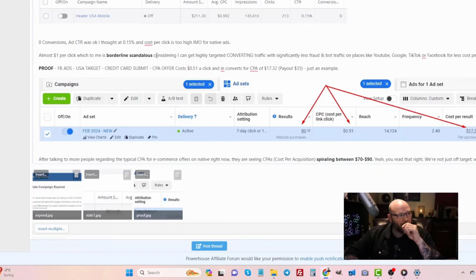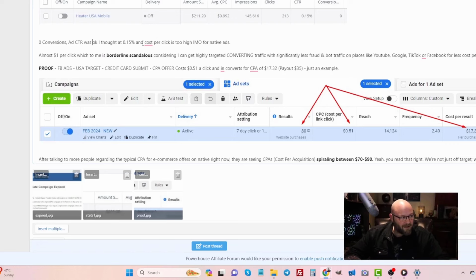Same on Google. But after talking to even more people in the media buying space, I came to realize that the average that some of these e-commerce people are getting for a CPA is in the $75 to $90 range, which means as an affiliate, you need to be paid more than that in order to get profitable. If some of the best marketers on the planet aren't able to get under $70 to $90 CPA on these e-com offers, then what makes you think as an affiliate, especially a new affiliate coming into the space, that you can get below $70 for a credit card submit?